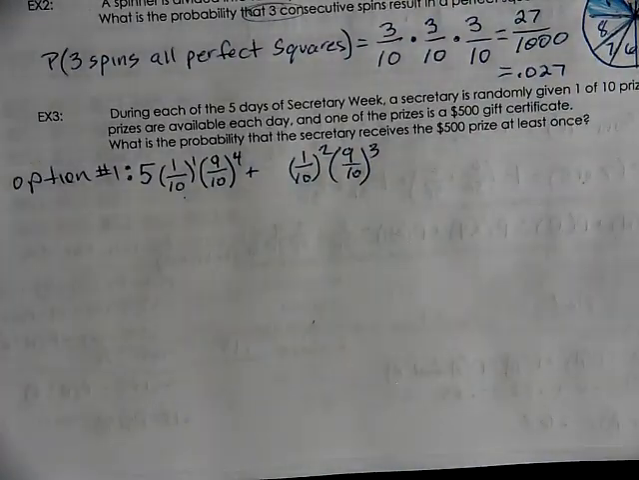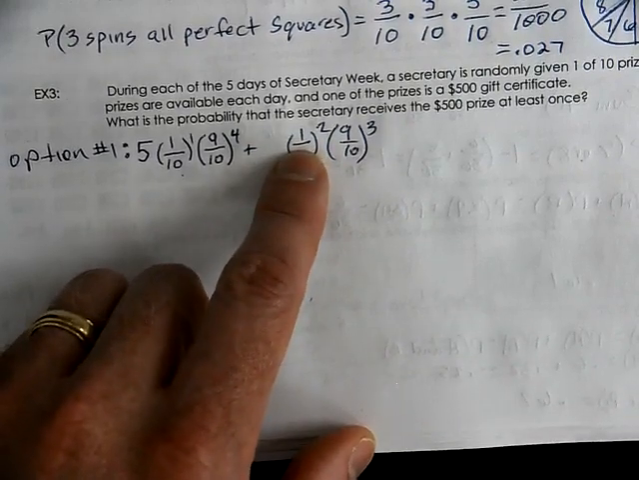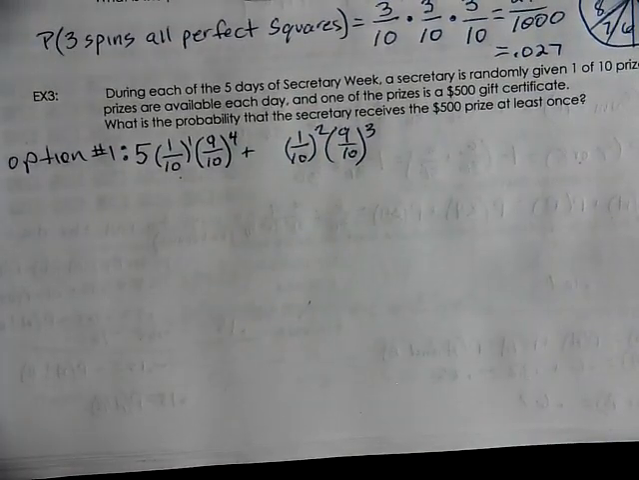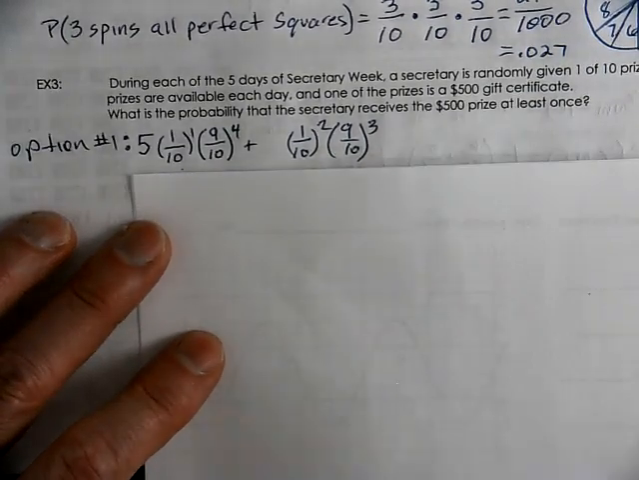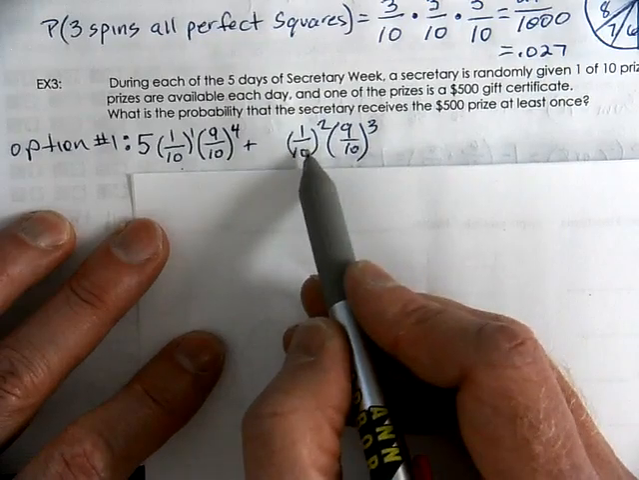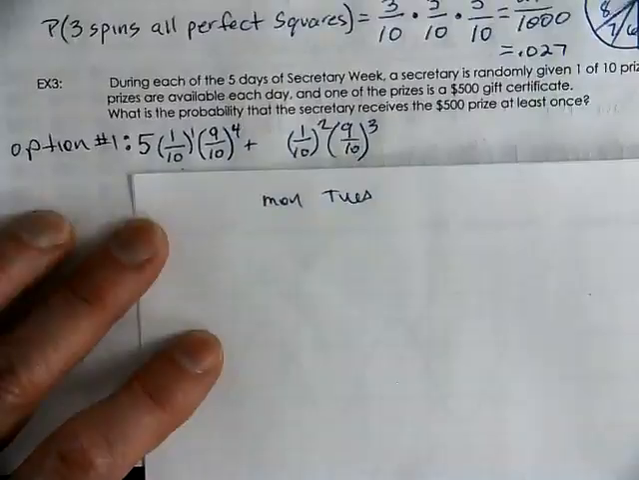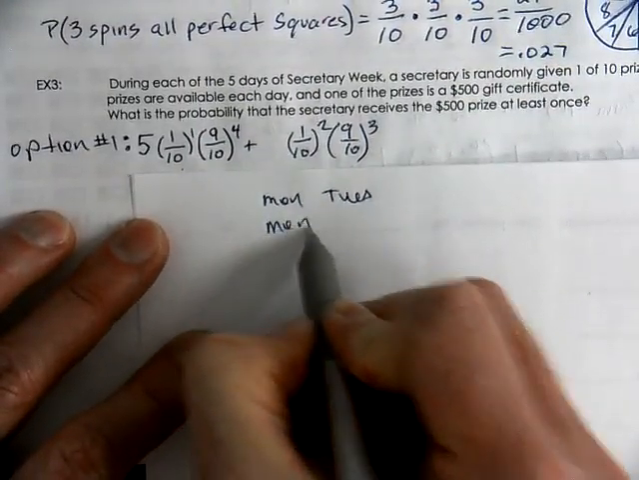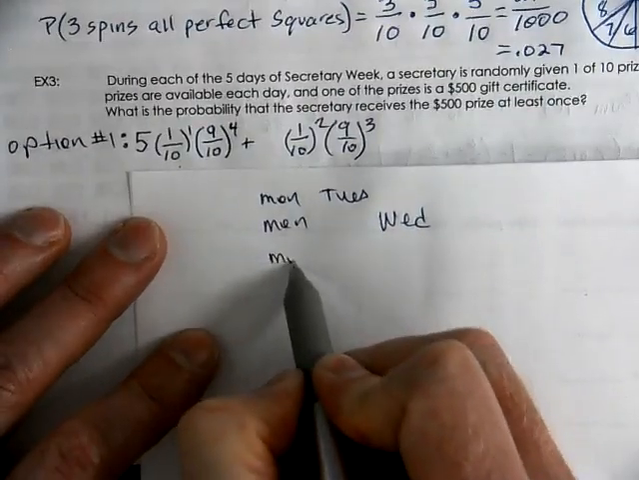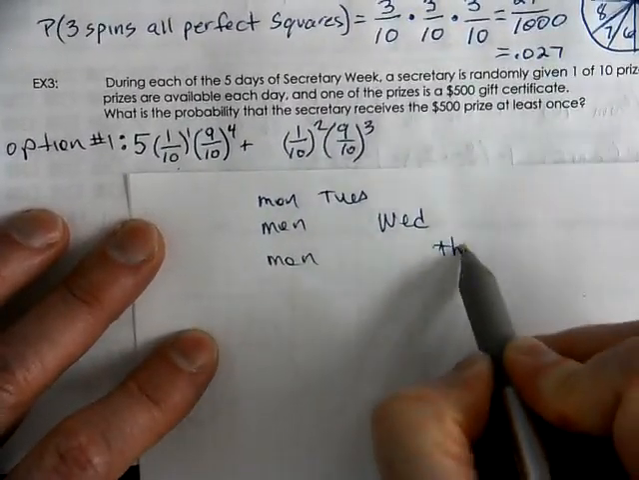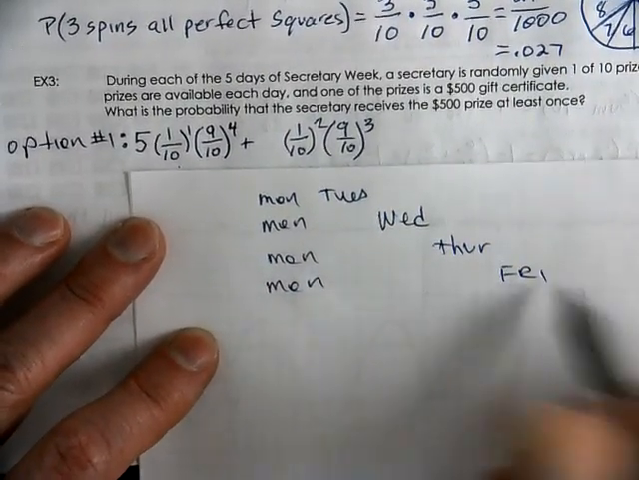Well, you make it 2 though. Because you win it twice. The question's asking something different. So, what I want to point out here, how can we win twice? You could win on Monday, you could win on Tuesday. You could win on Monday, you could win on Wednesday. You could win on Monday, you could win on Thursday. You could win on Monday, you could win on Friday. You won twice.